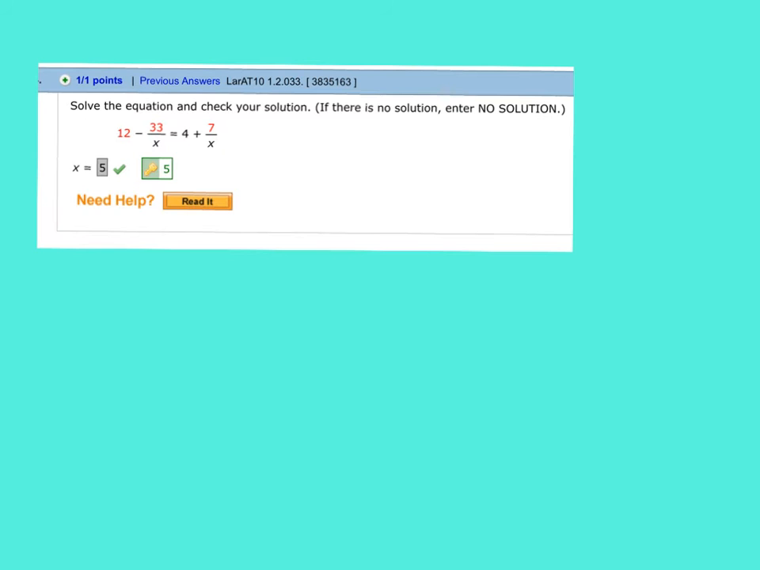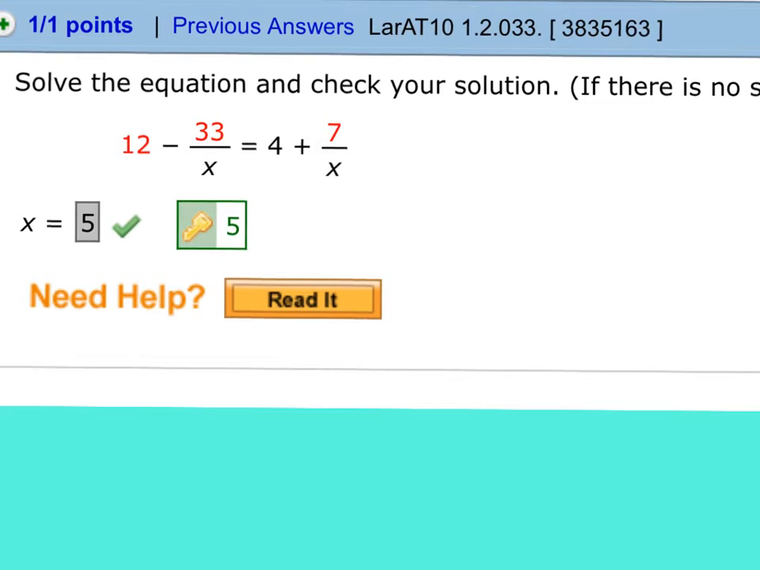Okay, so like I said, I will go back to that home. So this says solve and check your solution. If there's no solution, enter no solution. So I would want to get rid of the fractions, right? So I'm going to multiply everything by x. 12 would get an x. This would cancel out. 4 would get an x. And this would cancel out. So I end up with 12x minus 33 equals 4x plus 7.